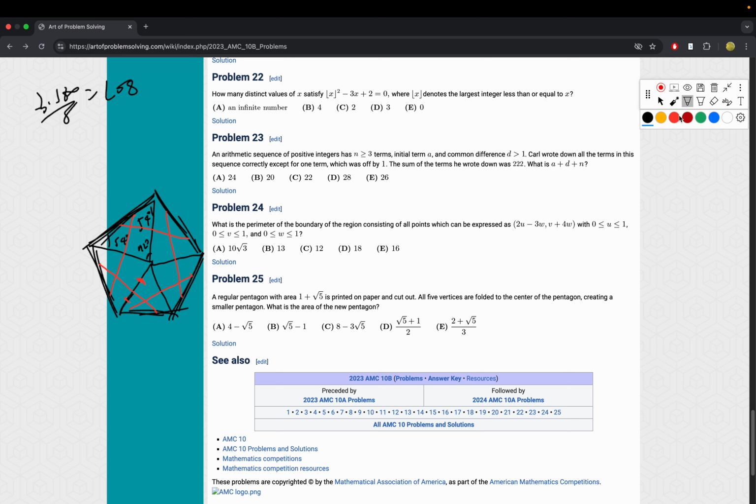We know the area of the large one. Now we need to find the smaller one. But I think if you find the ratio between the side lengths, then we can simply do that and get our answer. So maybe.